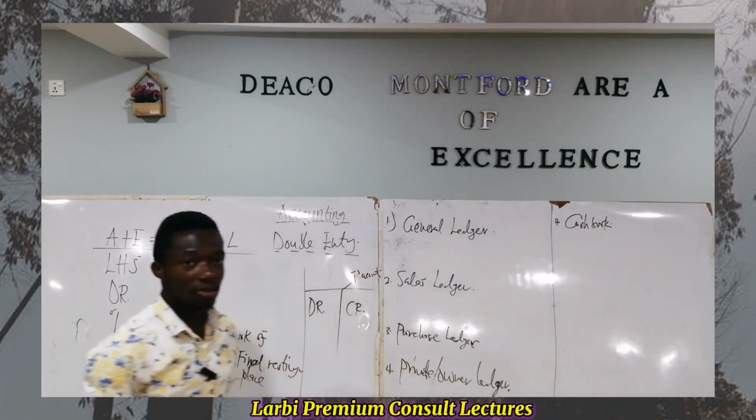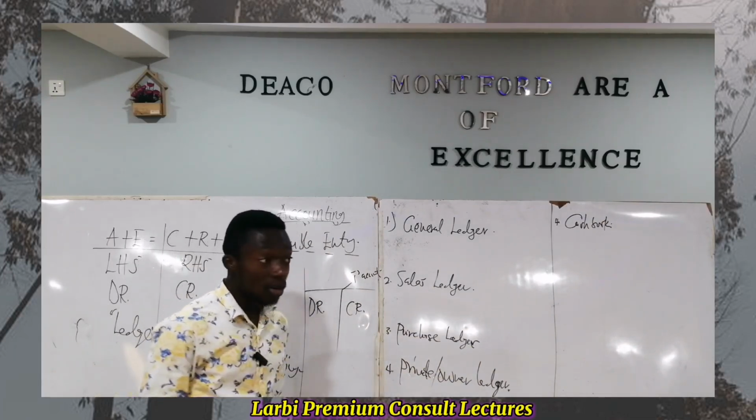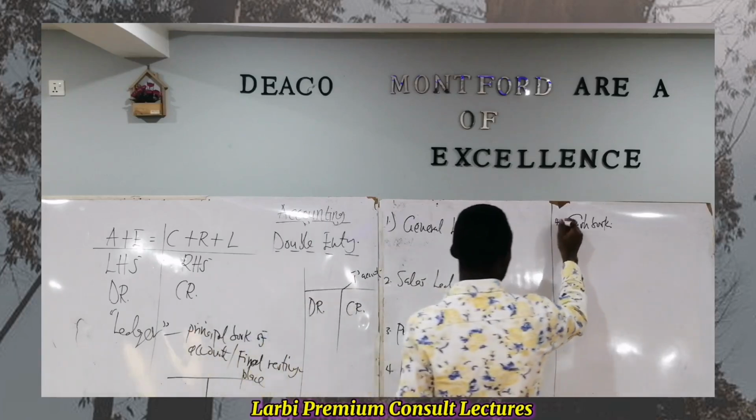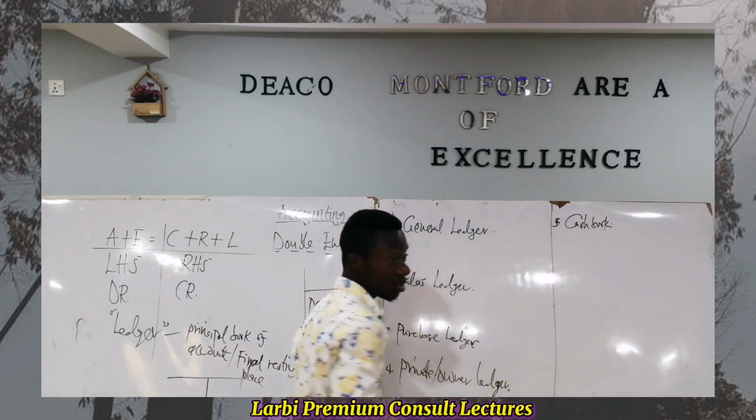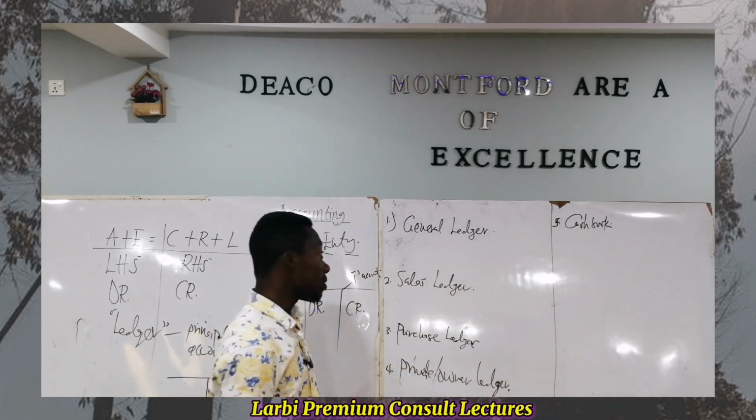We are going to walk ourselves through these various ledgers. Based on your school of thought, you may have these 5 types of ledgers that may exist in the books of accounts. Others might even get 6. Depending on the school of thought, you may have these ledgers coming up.